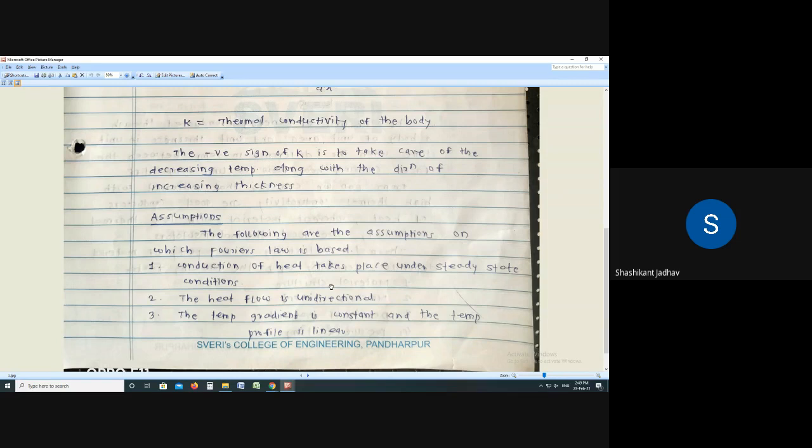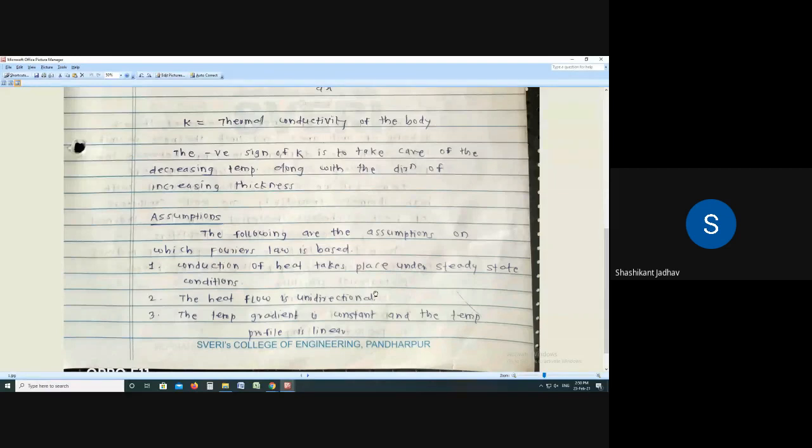Then second assumption, the heat flow is unidirectional. Suppose we are considering one object. In that object there are many directions possible where heat loss takes place. But for deriving Fourier's law, we consider only one direction, that is the x direction. So this is the assumption, that the heat flow is unidirectional.